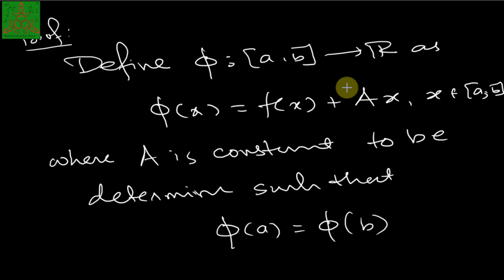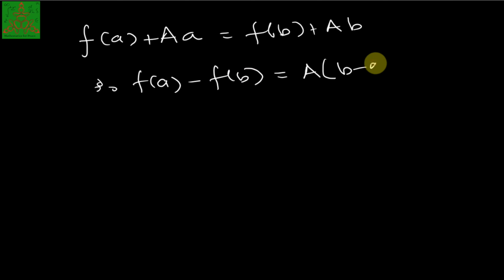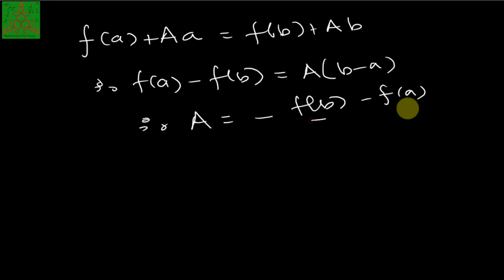So let us calculate what will be the value of a. Here, phi of a is f of a plus a into a, and phi of b is f of b plus a into b. So this gives f of a minus f of b equal to a into b minus a. Therefore a is equal to minus of f of b minus f of a upon b minus a. So this is the value of a we have.